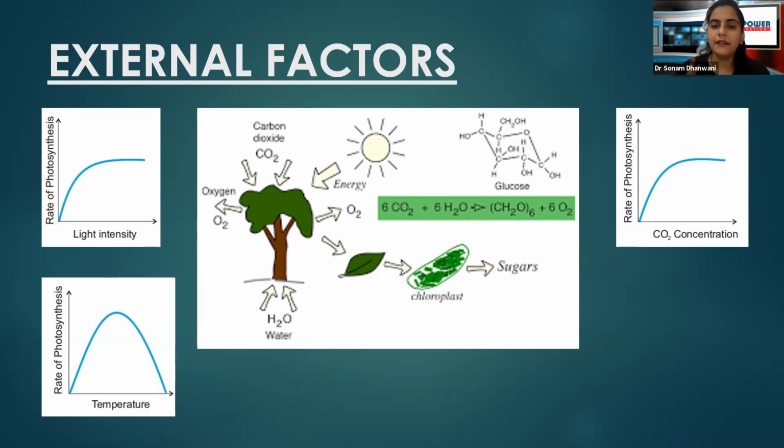But when the temperature is going to exceed anywhere around 40 or more than 40 degrees Celsius, the rate of photosynthesis is going to be hampered, and it will not take place as easily as it was at the optimum temperature of anything around 35 degrees Celsius. ठीक है? Keep this in mind.